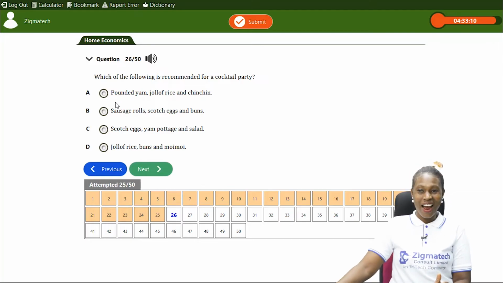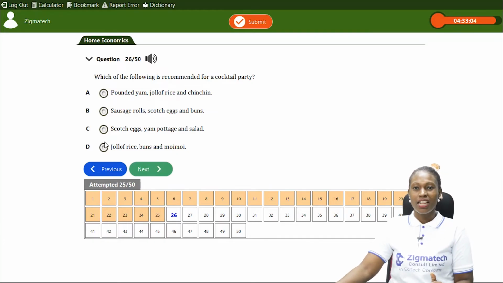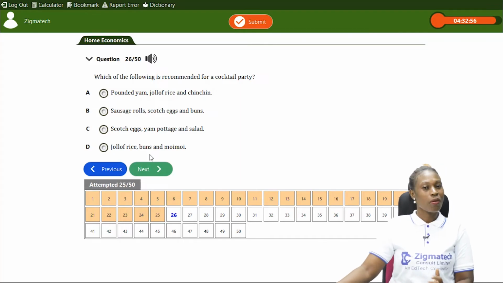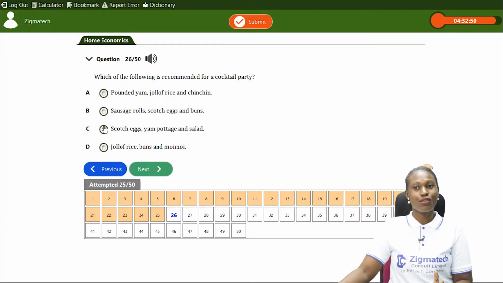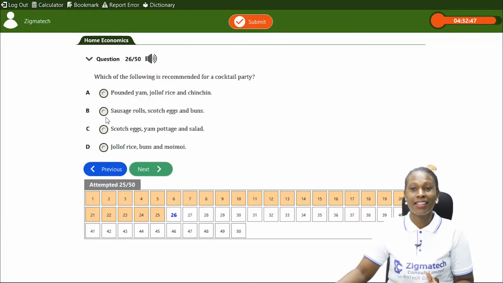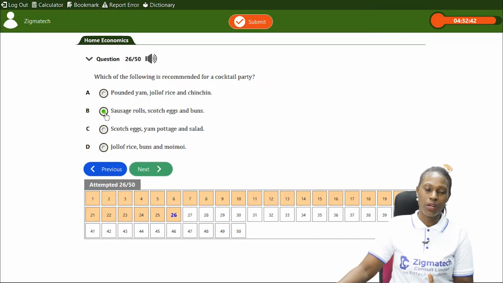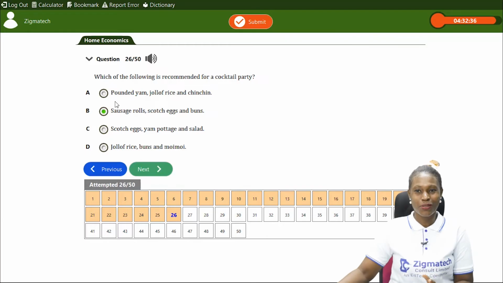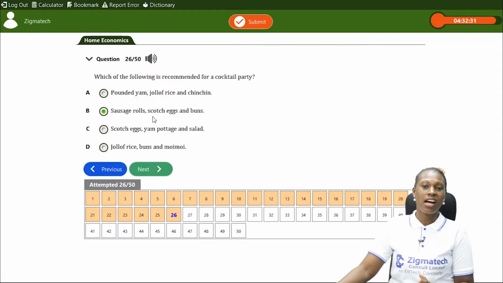A, pounded yam, jollof rice, and chin chin. Then B, sausage rolls, scotch eggs, and buns. Then C, scotch eggs, yam pottage, and salad. Then D, jollof rice, buns, and moi moi. So you remember what I said earlier? Now, they eat finger foods in what? Cocktail parties. So the best option here is sausage rolls, scotch eggs, and buns. This is what is obtainable when it comes to cocktail parties. You take something light, not heavy food such as pounded yam, jollof rice, and chin chin. So it's sausage rolls, scotch eggs, and buns.